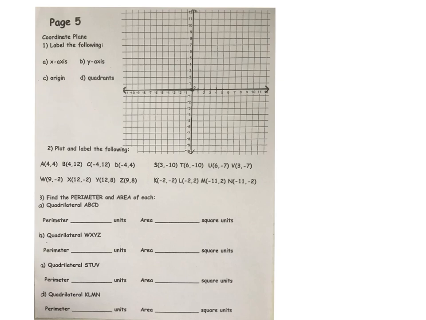Welcome to page 5 of your Excel packet. On this page, we are going to plot 4 quadrilaterals. Not only are we going to plot those quadrilaterals, we are also going to calculate the perimeter and the area of each. So, let's begin by reading the instructions given at the top of the page.